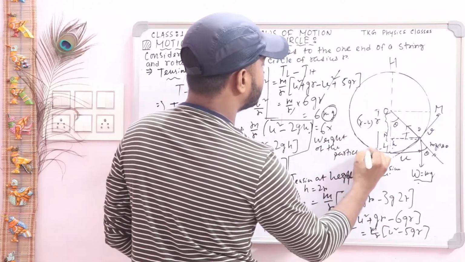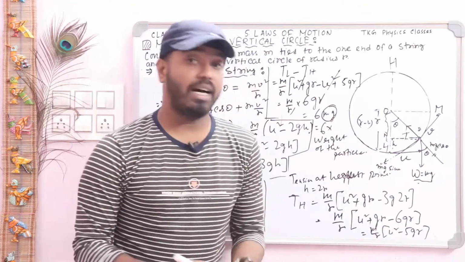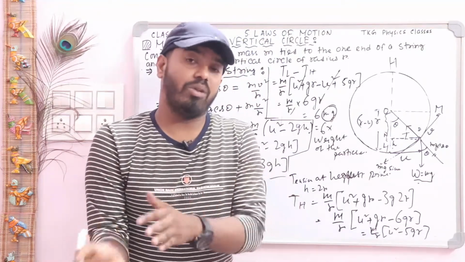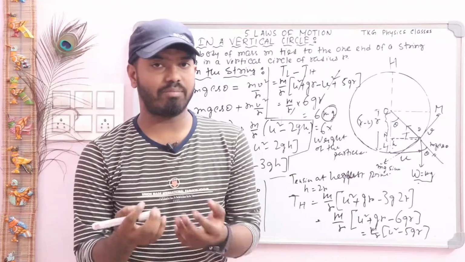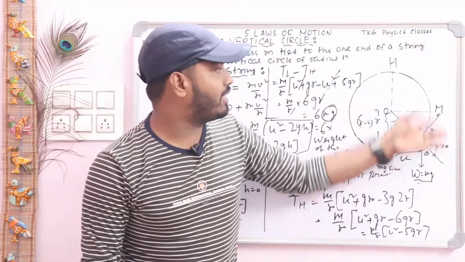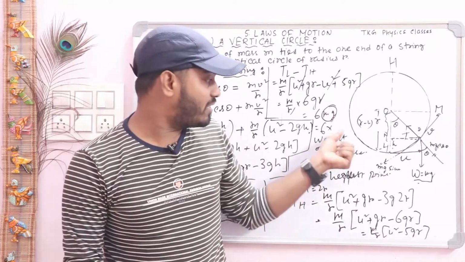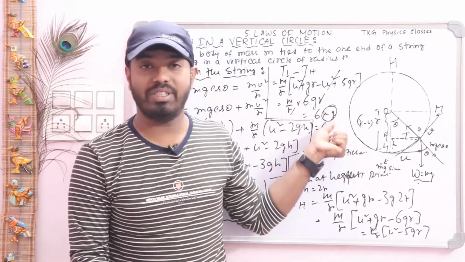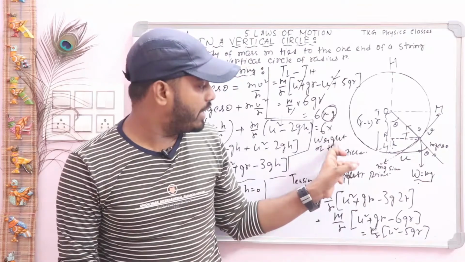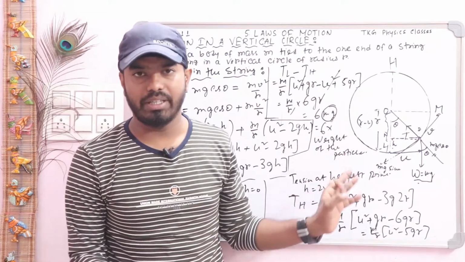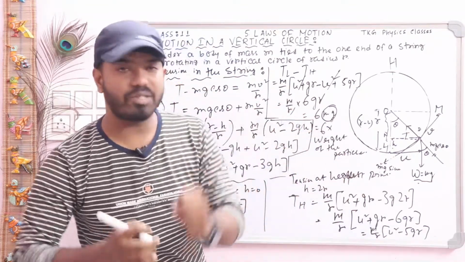So this is the theory. That is, the difference of tension at the lowest point and the highest point of a particle which is covering the vertical circle is exactly equal to 6 times, you see, 6 into mg, 6 times the weight of the particle. Okay, so this is all about tension, students.